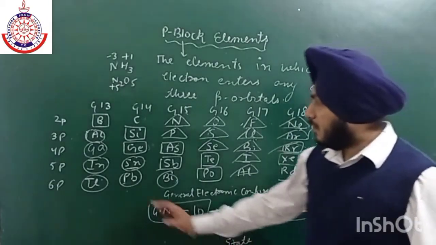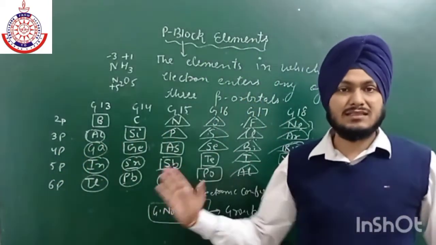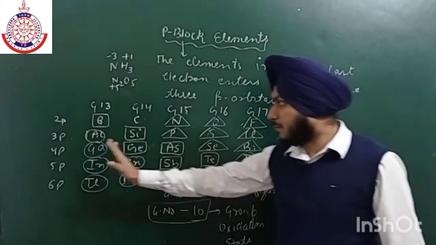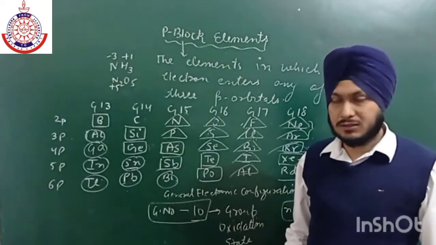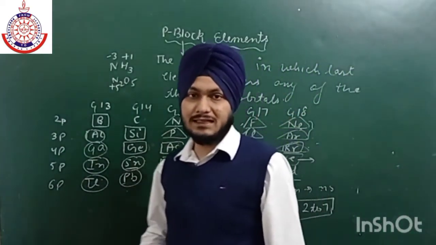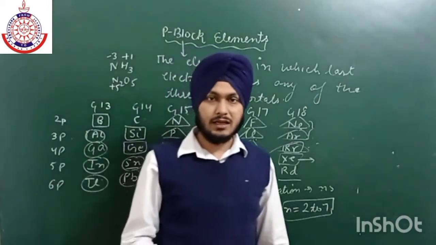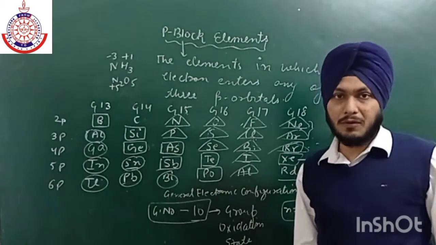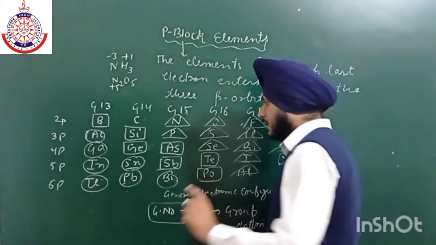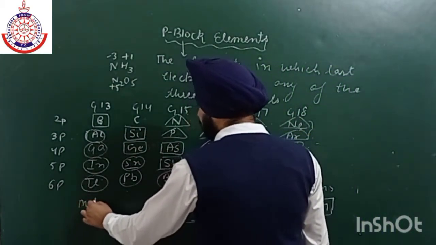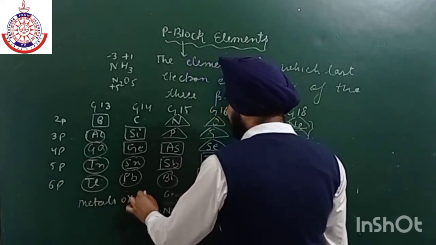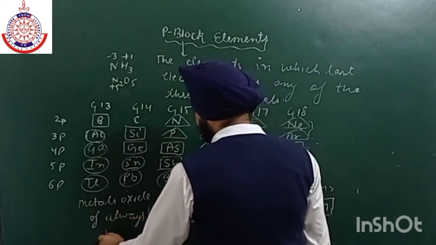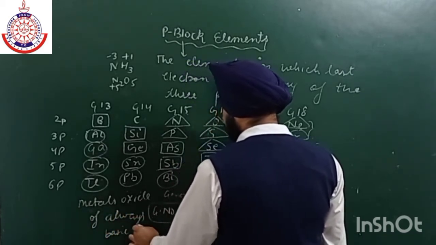So as we move from left to right, there is a sudden change in the properties due to this borderline, okay, because we are moving from metal to non-metal. So how can we check their nature? By making their oxides, okay, by comparing the nature of their oxides. So metal oxides are always basic in nature, okay. So write it in a notebook that metal oxides are always basic in nature.